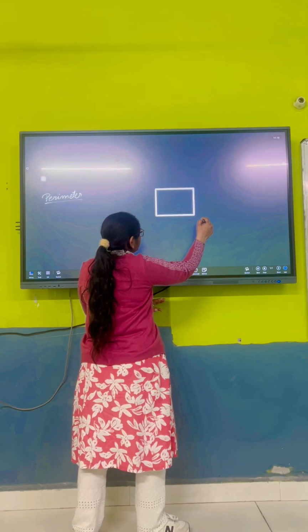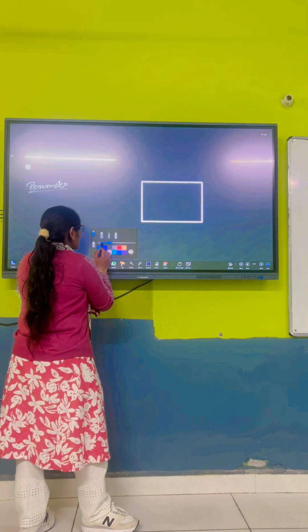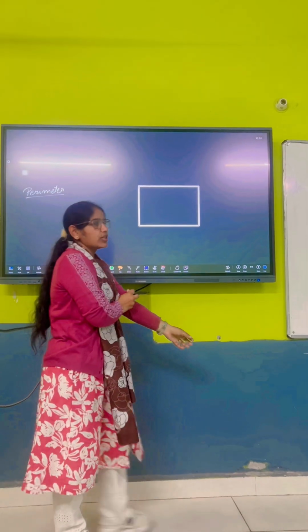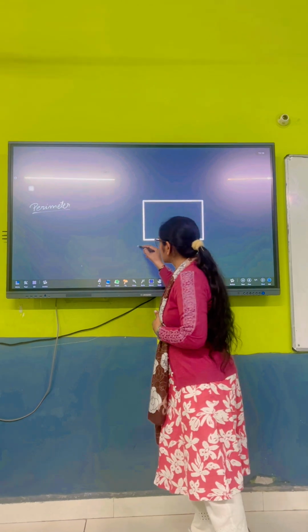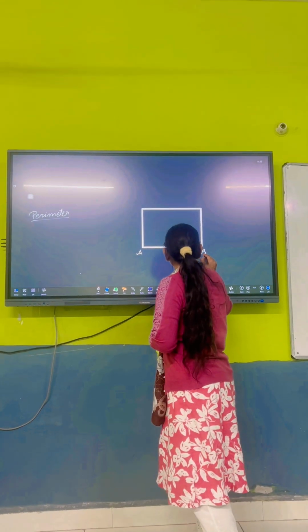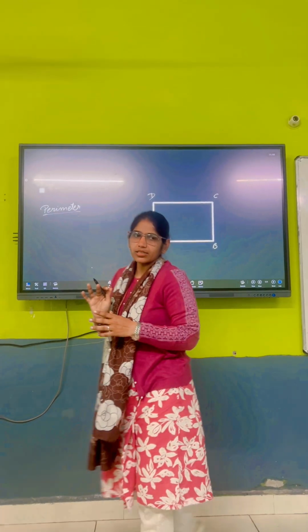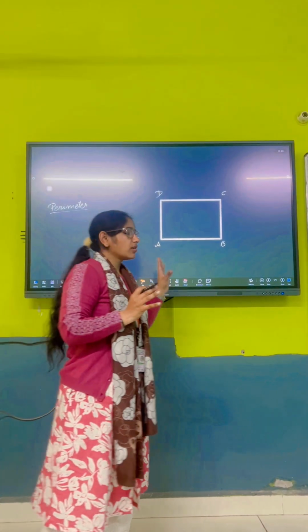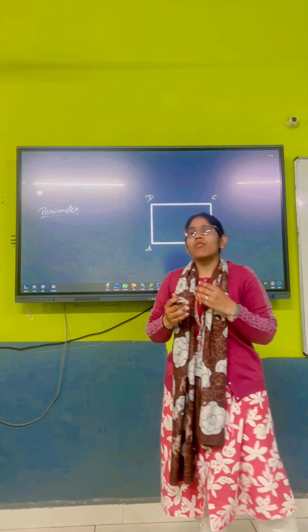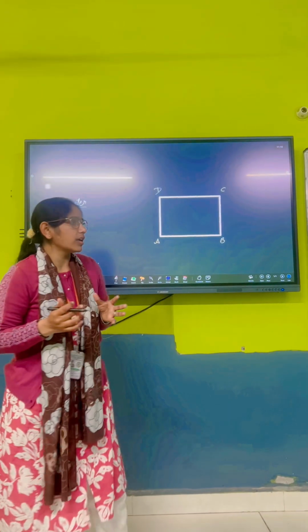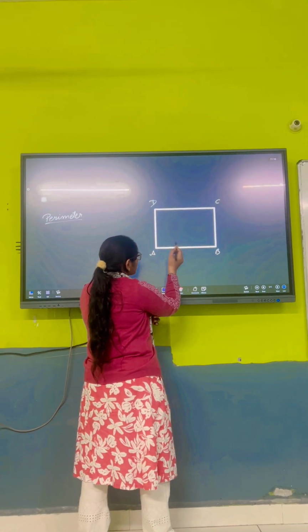Let us take this figure, and we have to find its perimeter. First I will name the sides: AB, BC, CD and DA. This figure is a quadrilateral having 4 sides. And the perimeter is the boundary of this figure.